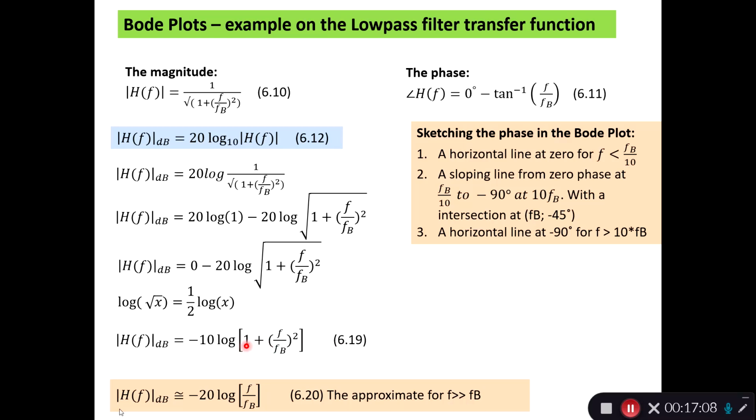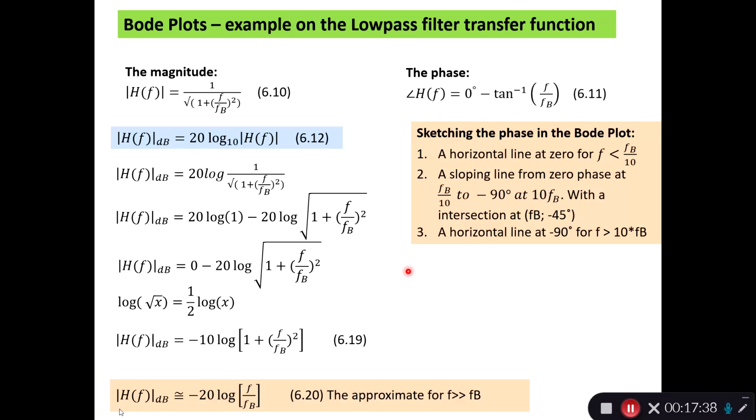So the 1 is left out, and then we can take this 2 out again using the principle of log, to actually times it up with 20 again. So the approximated Bode plot for a low-pass filter can then be drawn as f over fb, taking the logarithm of it and timing with minus 20. That would also sketch the Bode plot.